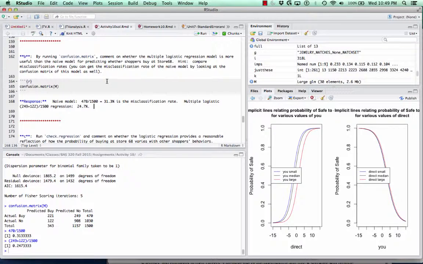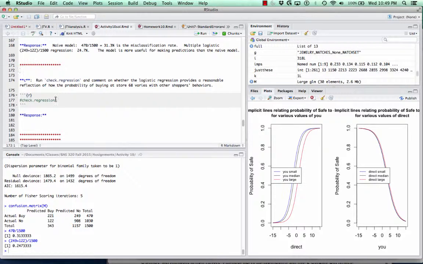So yeah, this multiple logistic regression model is much more useful at making predictions than the naive model. The misclassification rate goes from 31.3% down to 24.7%. So the model is more useful for making predictions than the naive model.